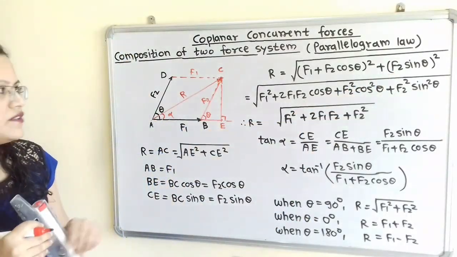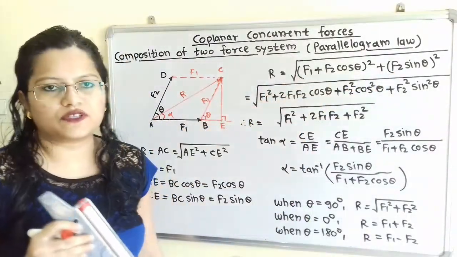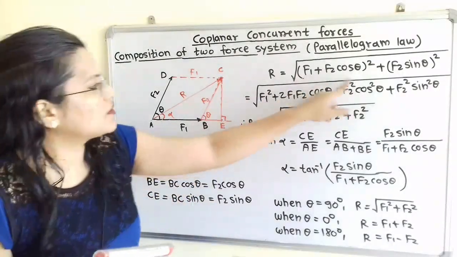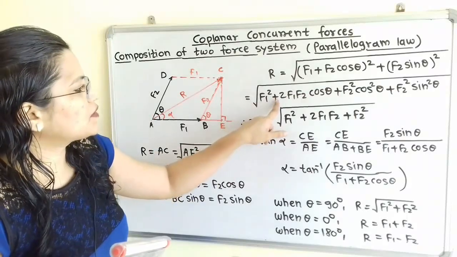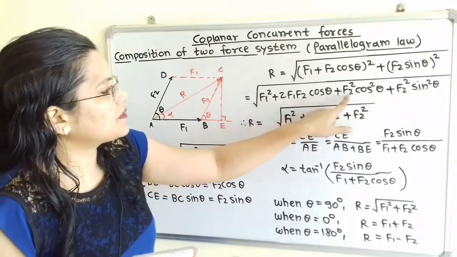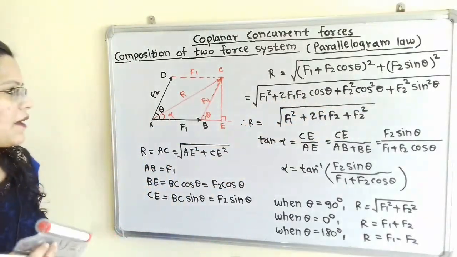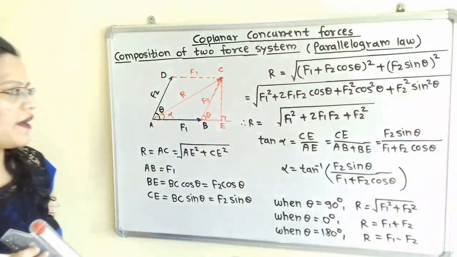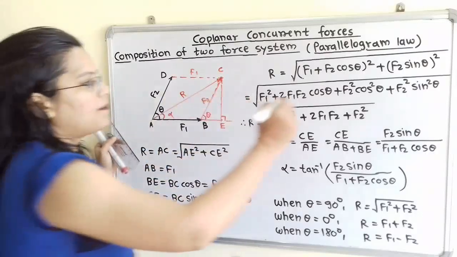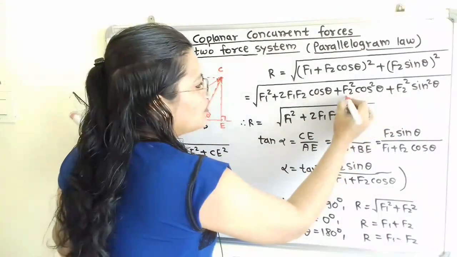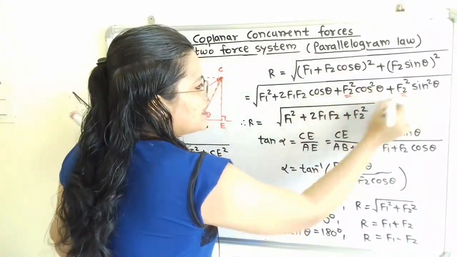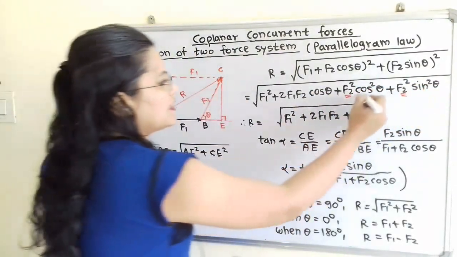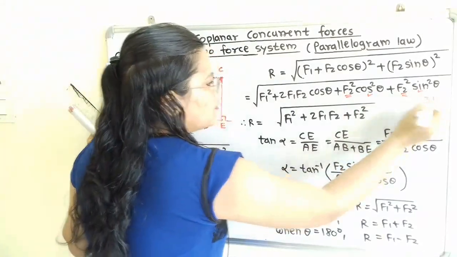Now we will solve this. Here (A plus B) whole squared, so we know that it is A squared plus 2AB plus B squared. So we will write under root of F1 squared plus 2 F1 F2 cos theta plus F2 squared cos squared theta plus F2 squared sin squared theta. Now suppose we take F2 squared as a common term, then inside the bracket sin squared theta plus cos squared theta, and this sin squared theta plus cos squared theta is equal to 1.